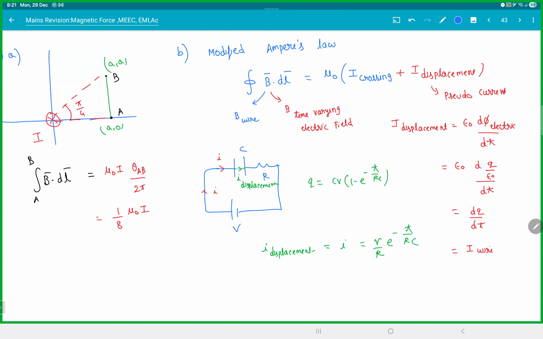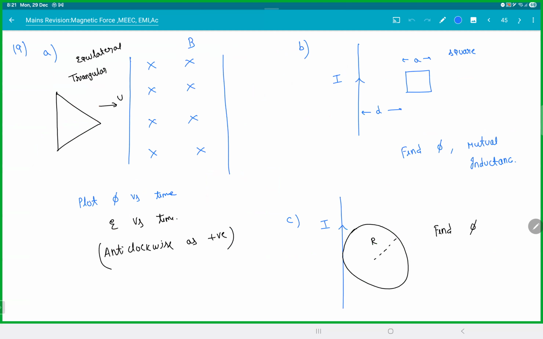And 2 BITS is also there. 2 CETs also are there. So it will come in somewhere or the other. Clear with this?